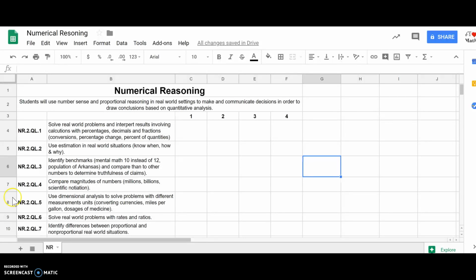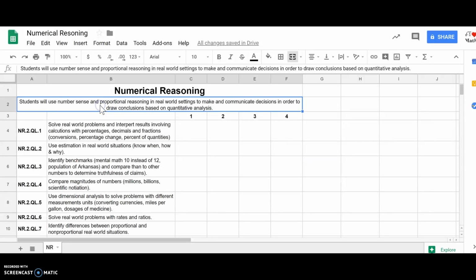All right. So right here it says students will use number sense and proportional reasoning in real-world settings to make and communicate decisions in order to draw conclusions based on quantitative analysis. So that just means based on your understanding using numbers, all right? Quantitative analysis really just means using numbers to figure something out, okay?